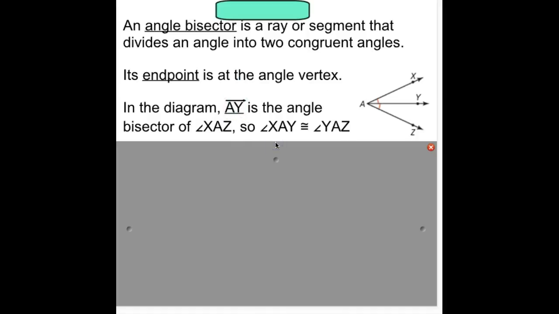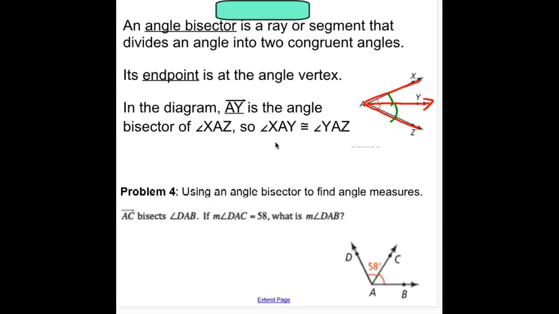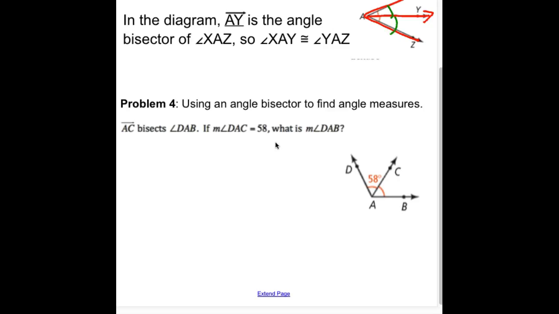In the diagram, you can see that ray AY is the angle bisector of angle XAZ. So it takes this entire angle XAZ and it's cut in half by ray AY, which leaves the two angles left to be congruent. That's what it means to be an angle bisector. We use this a lot in problems like this one down here. It says AC bisects angle DAB. That means that it's breaking it into two congruent parts just like that.